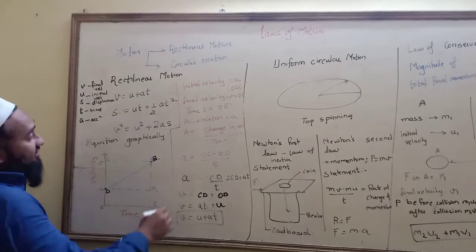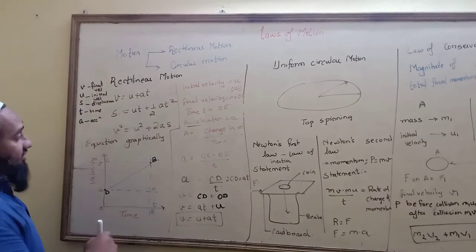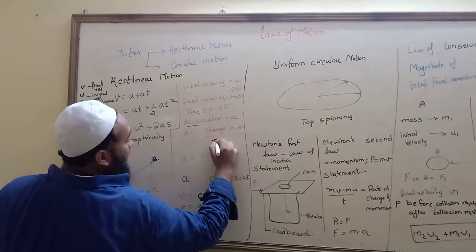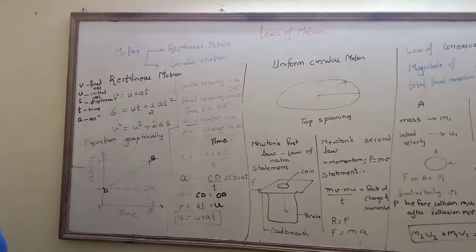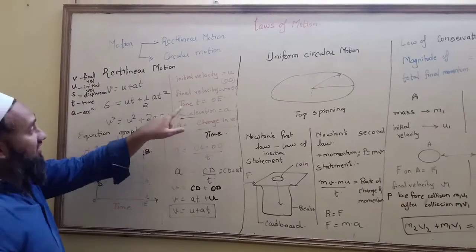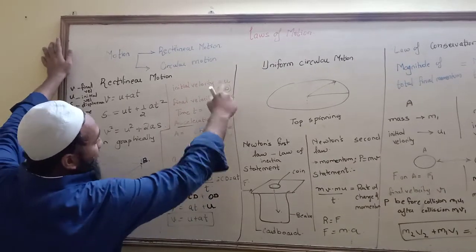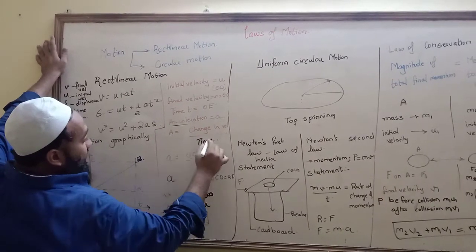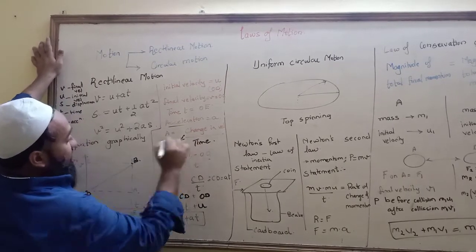And acceleration is what? If you see the earlier video, what is acceleration? It is change in velocity upon time. So change in velocity is what? Final velocity minus initial velocity. Always change is final velocity minus initial velocity. So it will be v minus u. v minus u will be change in velocity.